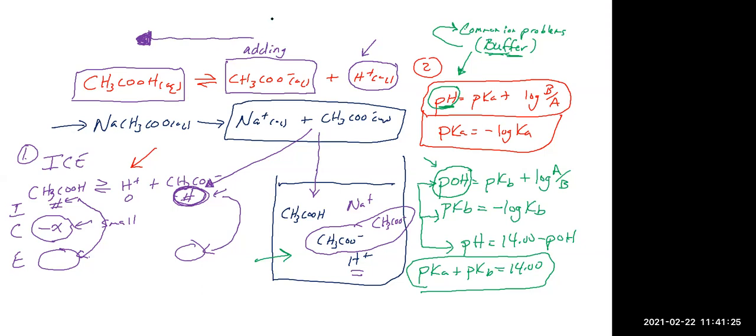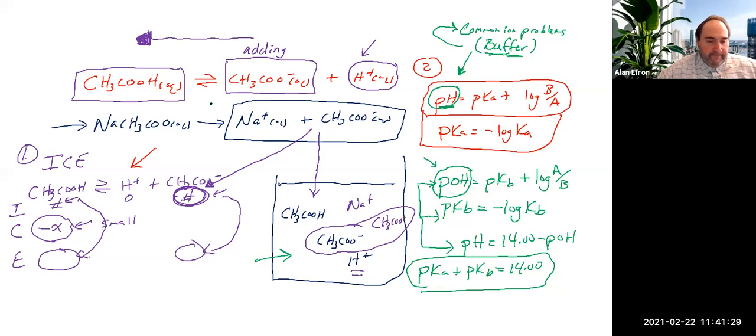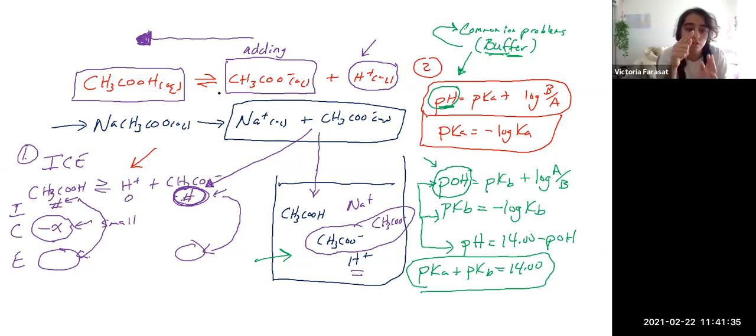Thank you. You're welcome. Other questions? I have a question. Yeah. Is it safe to assume that the salt will always produce an acid and the CH3COOH will produce a conjugate base?